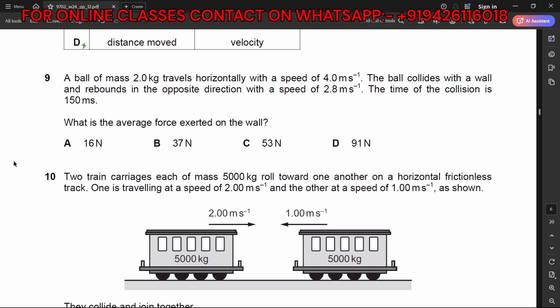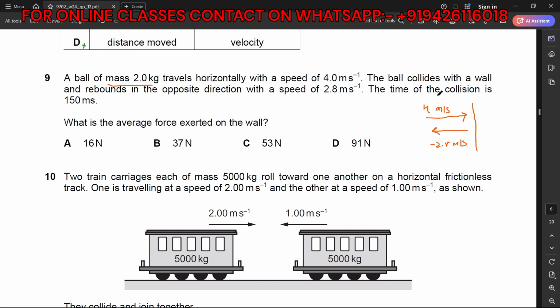Now for question 9, it is given that a ball of mass 2 kgs is traveling horizontally with a speed of 4 meter per second. The ball collides with a wall and rebounds in the opposite direction with a speed of 2.8. So it's a classic example of momentum. It's coming with 4 meter per second, and because it's changing the direction, we are going to say that it's minus 2.8 meter per second.